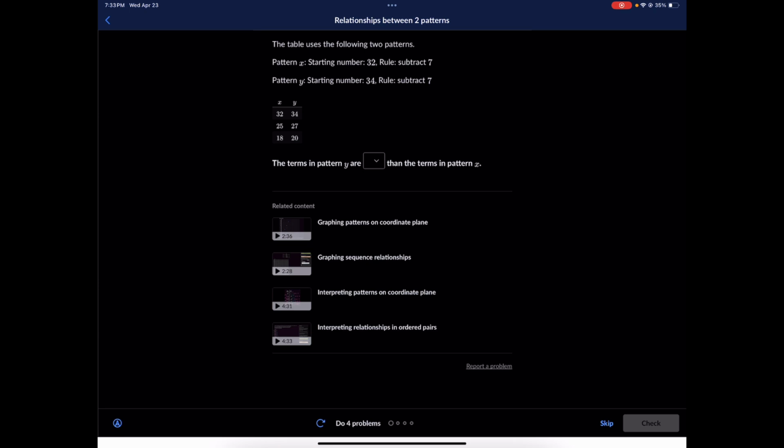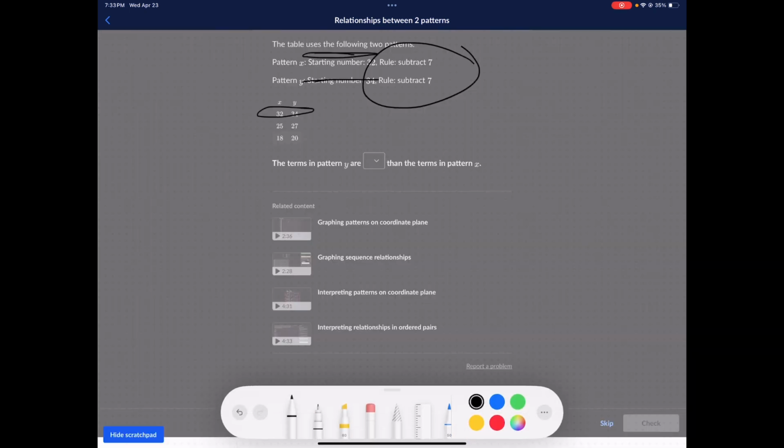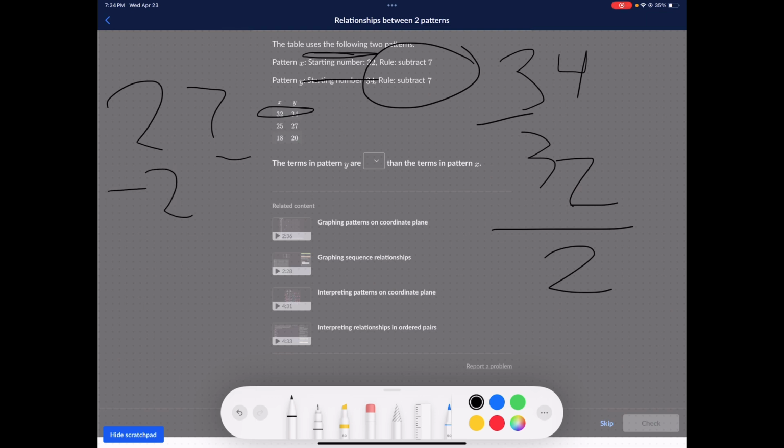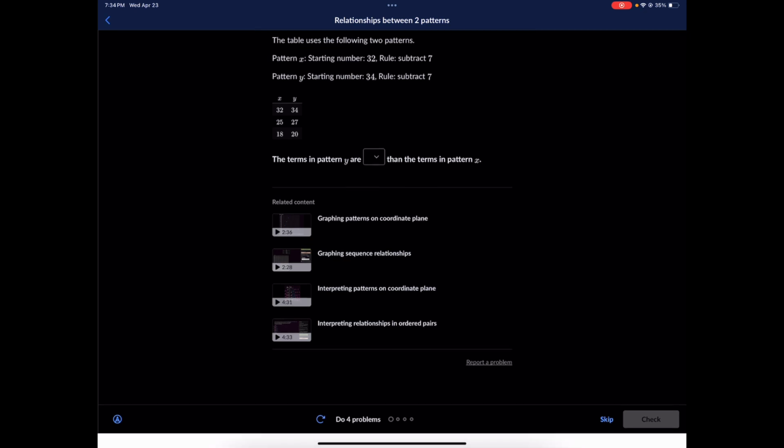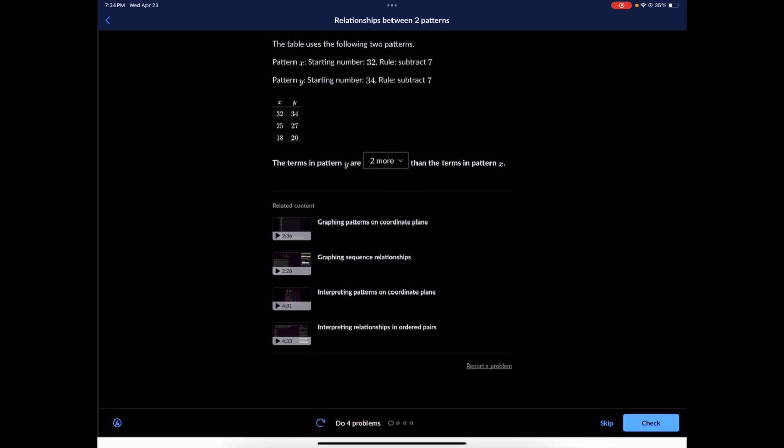So, the terms in pattern Y are blank than the terms in pattern X. If this is the same rule, then can't we just take what is more of 34 and 32? I mean, I guess we can. Well, no, we can, period. Because if we subtract, we get 2. And then we can do the same thing for the others. 27 minus 25, it's 2. 20 minus 18, it's 2. You see how we're getting 2 for every single answer? It means that the terms are always 2 more than the terms in pattern X.